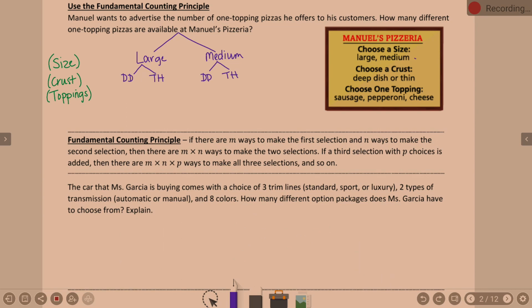If I picked a large deep dish pizza, I could now pick sausage, pepperoni, or cheese. So I'm going to set this up as sausage, pepperoni, or cheese. You don't have to write the words out, whatever you need to do to abbreviate. If I picked a large thin crust pizza, what topping could I pick? Sausage, pepperoni, or cheese. If I picked a medium deep dish, I could pick sausage, pepperoni, or cheese. If I picked a medium thin crust, I could pick sausage, pepperoni, or cheese.